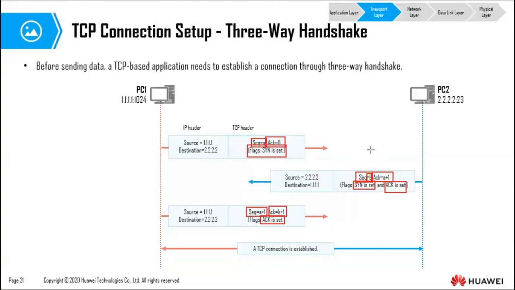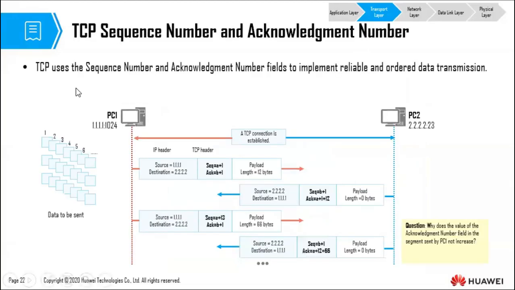So once we've exchanged these 3 packets, we have now established a TCP connection. Once we've established the connection, we can now begin exchanging data. So that is what we call the TCP 3-way handshake. Okay, so let's try and make more sense of the sequence number and the acknowledge number, okay?